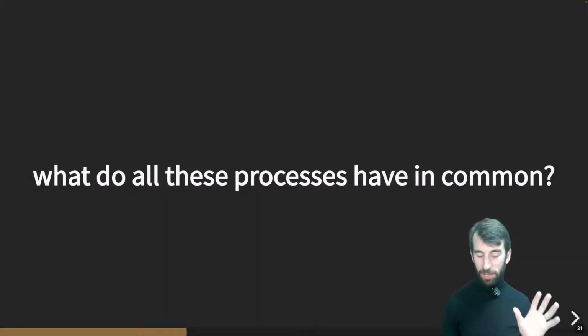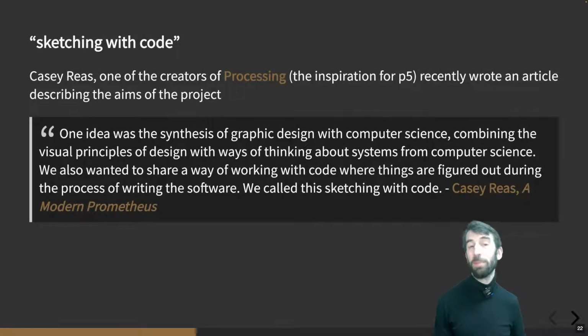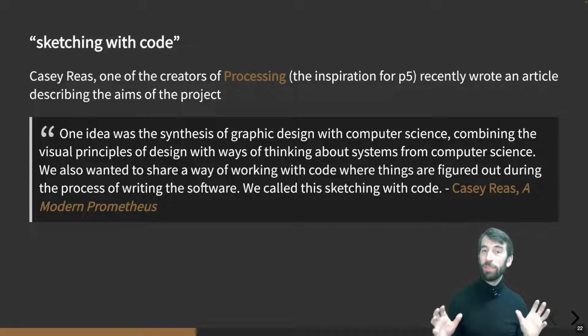How does this relate to our work, and what do these processes have in common? They're all sketching processes. So making quick, short versions of your idea at a time when it's low pressure, low risk. And Processing and P5 are actually programming languages designed to enable programmers to sketch. So the point of these systems is to enable people to sketch.